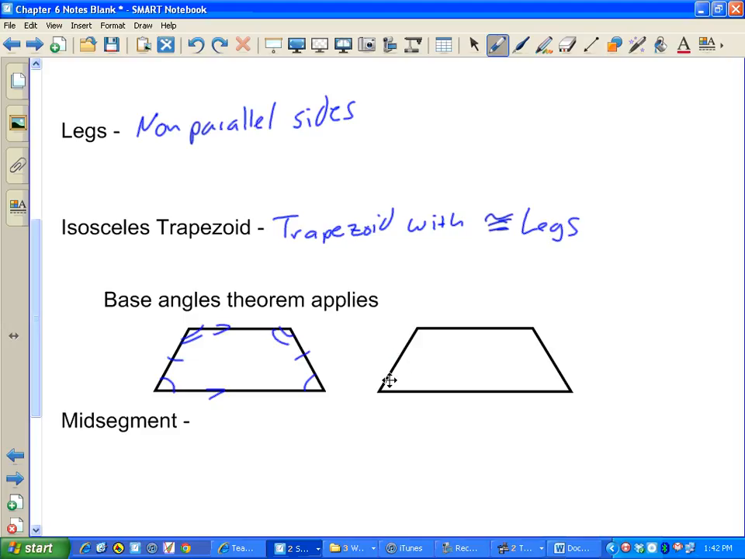And this goes the other way too. If I have a set of congruent base angles, that gives me the other set, and it gives me the legs. So if I start with just one set of base angles that are congruent, I get the other set of base angles, and I get the legs congruent.